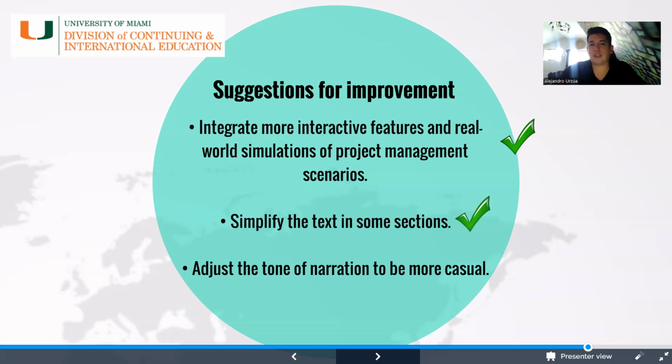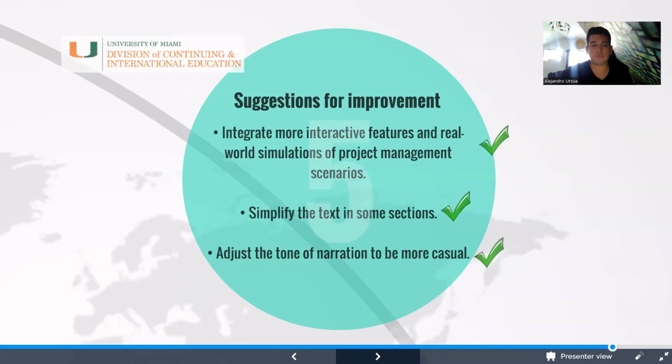So simplify the text in some sections, because sometimes when they have a lot of information, it is not adequately effective. Okay, so it's important to have less. So be kind of a minimalist and adjust the tone of narration to be more casual, as we mentioned before.